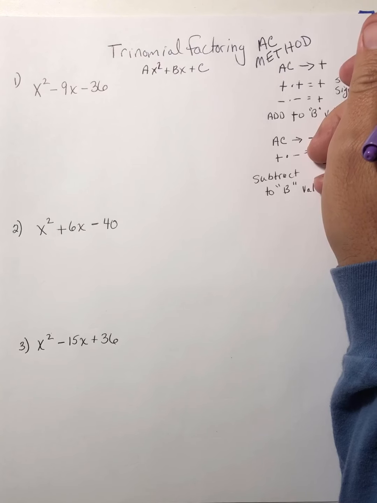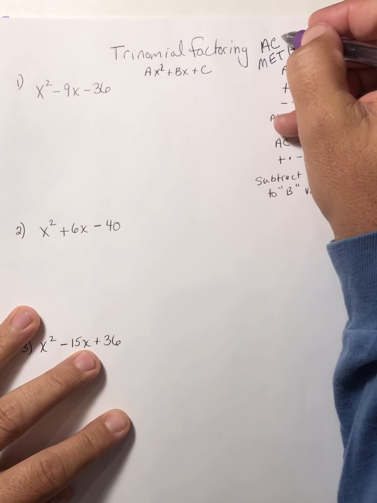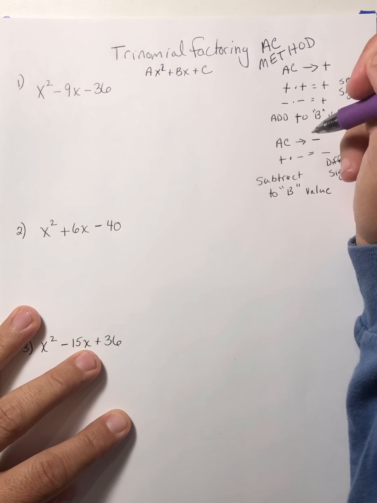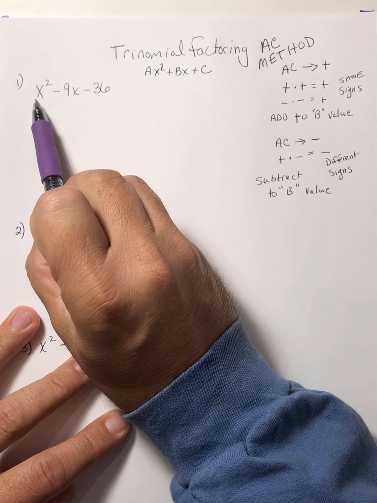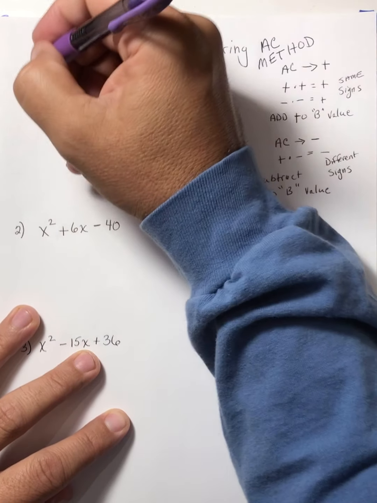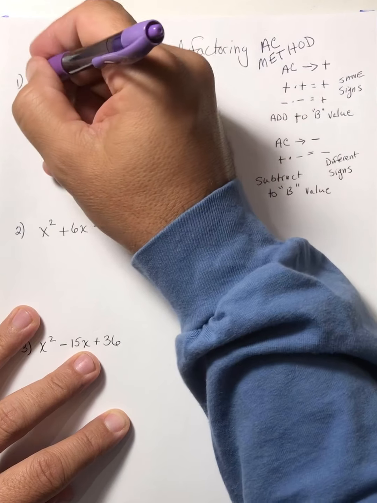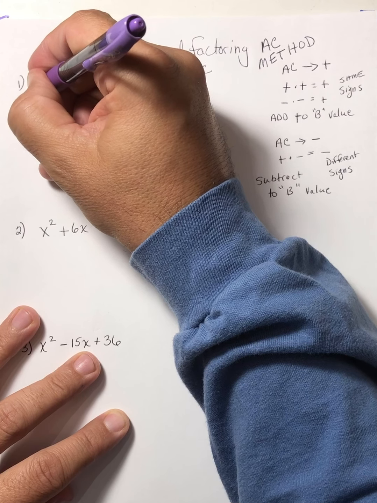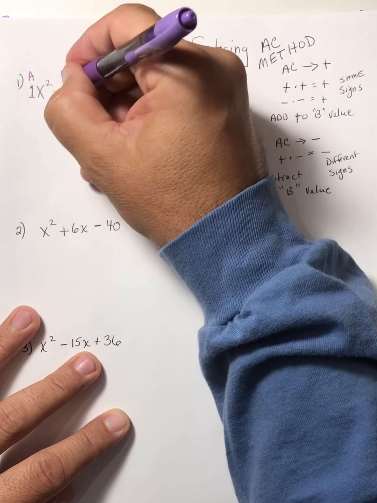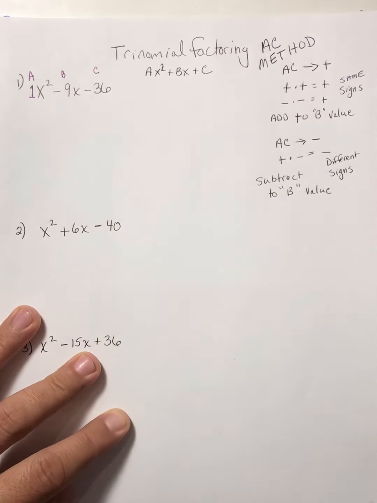All right, to begin with, AC literally means A times C. So when I look at this trinomial expression right here, the A is always the number in front of x squared. So here's your A, that's that imaginary 1. Here's the B, negative 9. Here's the C, negative 36.